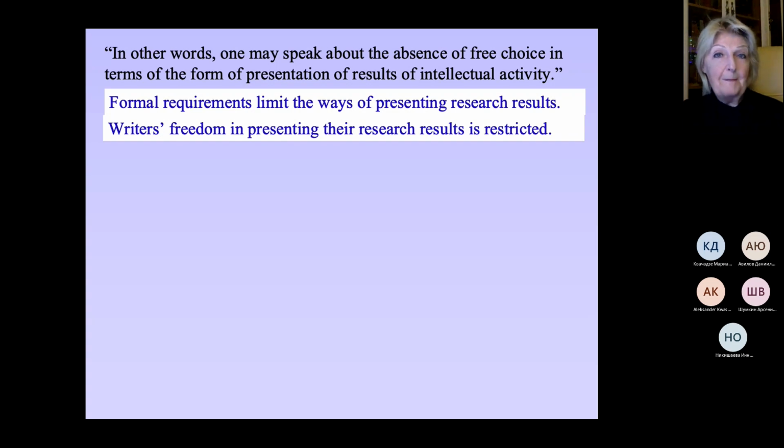The same idea. If you say journal requirements, that's one thing. Or standardized governmental requirements, it will be another thing. So bureaucratic requirements, the third thing. So the idea is that any formal requirements limit writers' freedom of publishing how they want. But they can be good, these requirements.